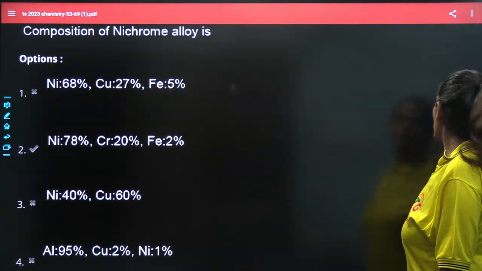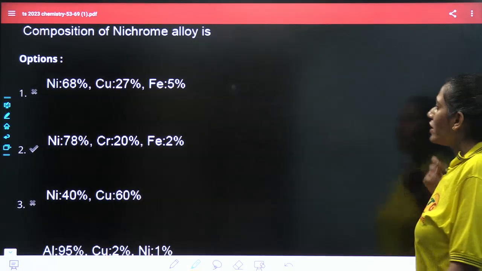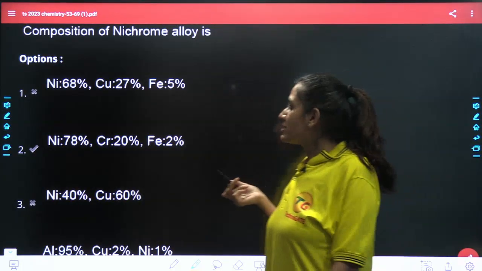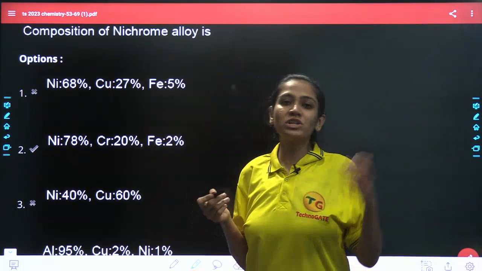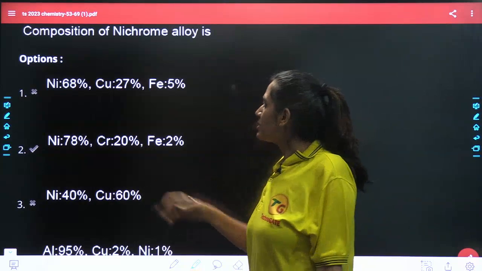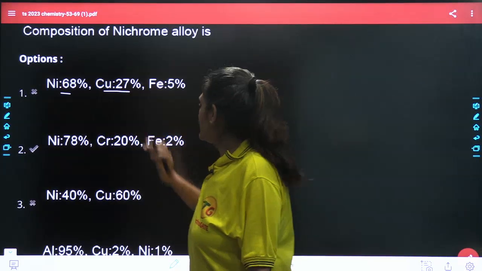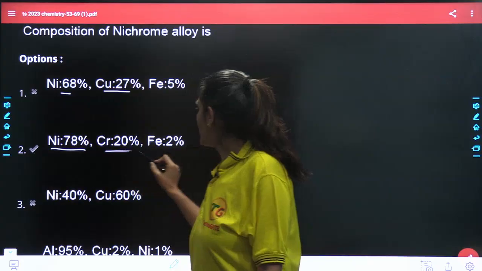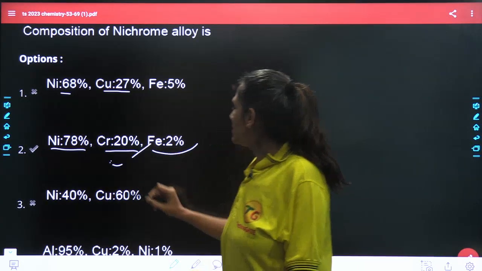Nichrome alloy is an alloy of nickel, chromium and iron. Mostly nickel and chromium are present. So here nickel and copper is a wrong option. Yes, nickel, chromium and a little bit of iron. So this is the correct option.